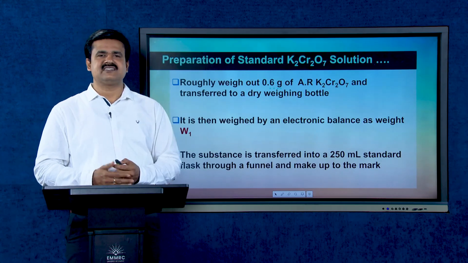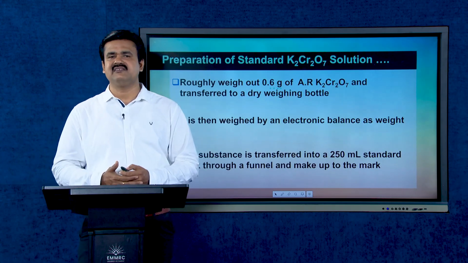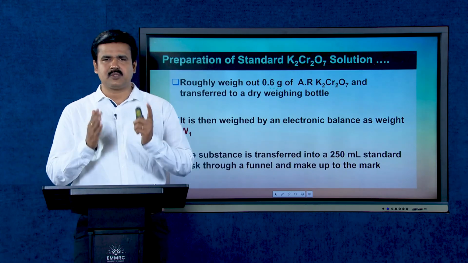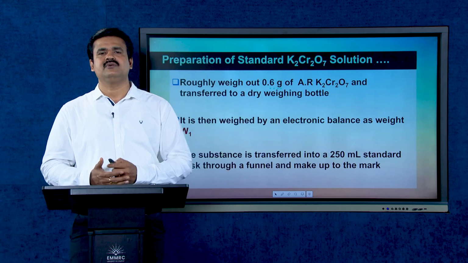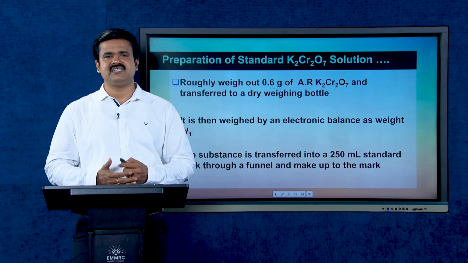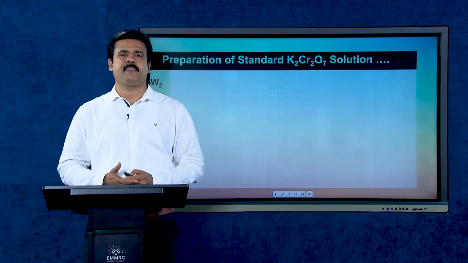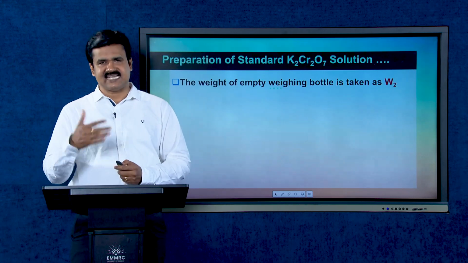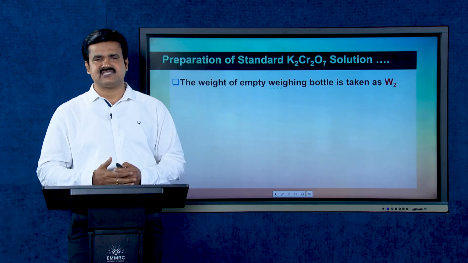The potassium dichromate weighed in the weighing bottle is now transferred into a 250 ml standard flask through a funnel and made up to the mark, that is made up to 250 ml, by using distilled water. Now the weight of the empty weighing bottle is again taken and recorded as W2.